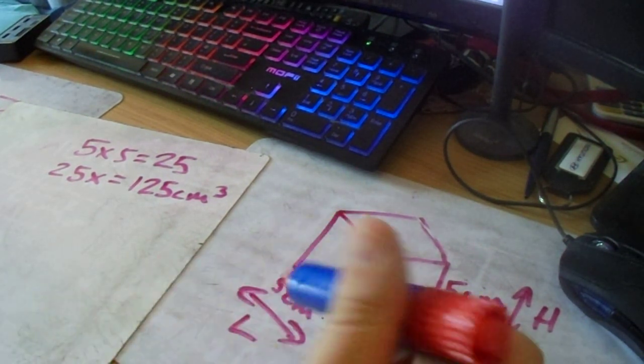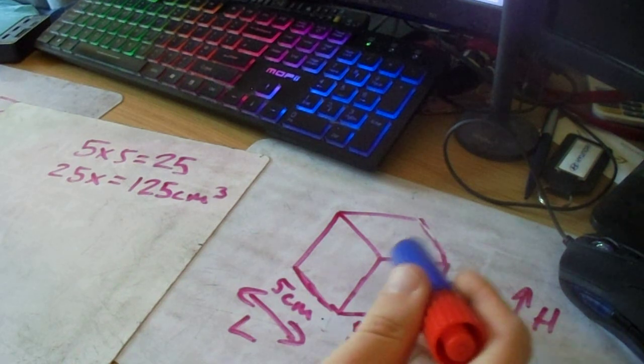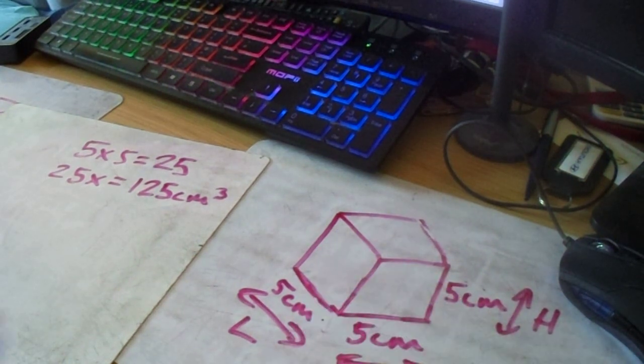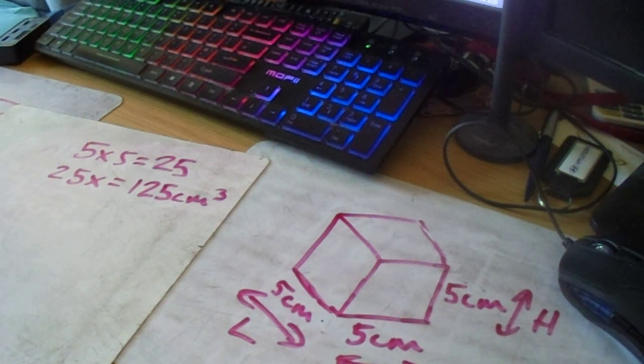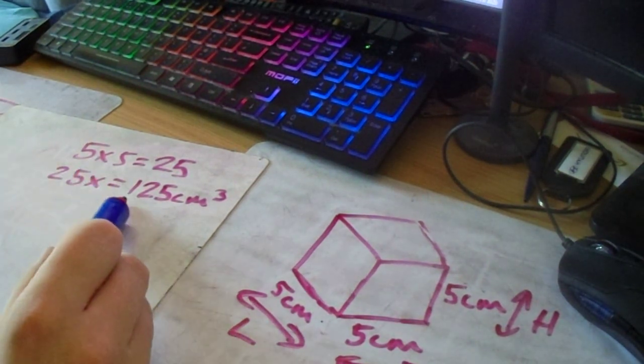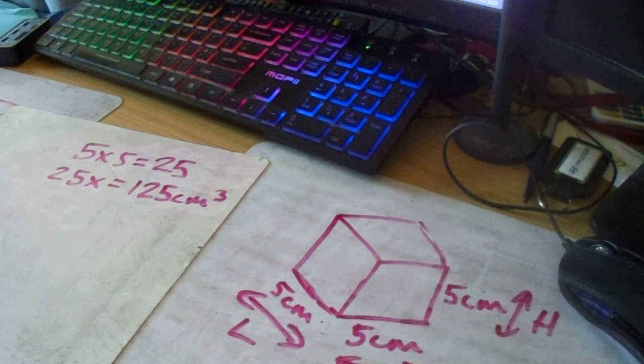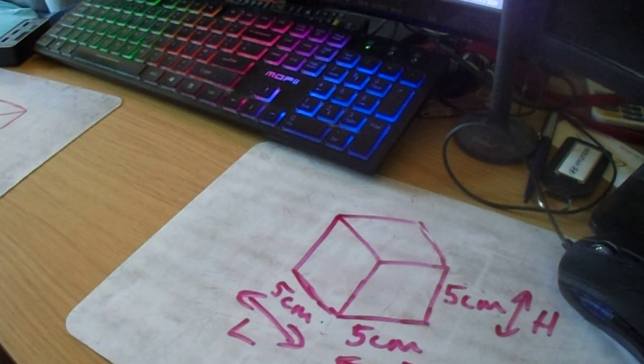The other way you could look at it is if this was broken up into lots and lots and lots and lots of tiny little cubes, and we worked out how many cubes there were in total, that would also give us our volume. This is the quicker and easier way of doing it.